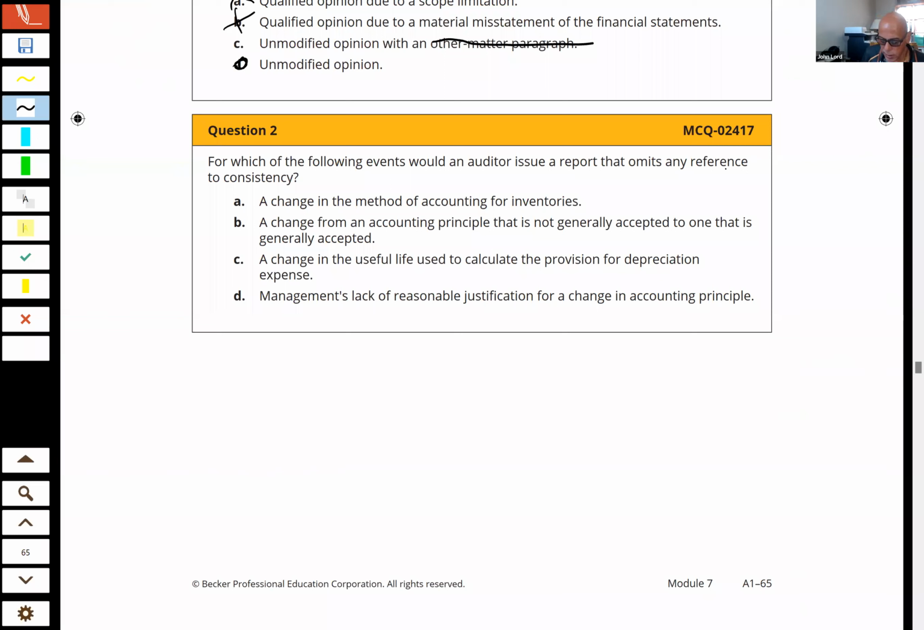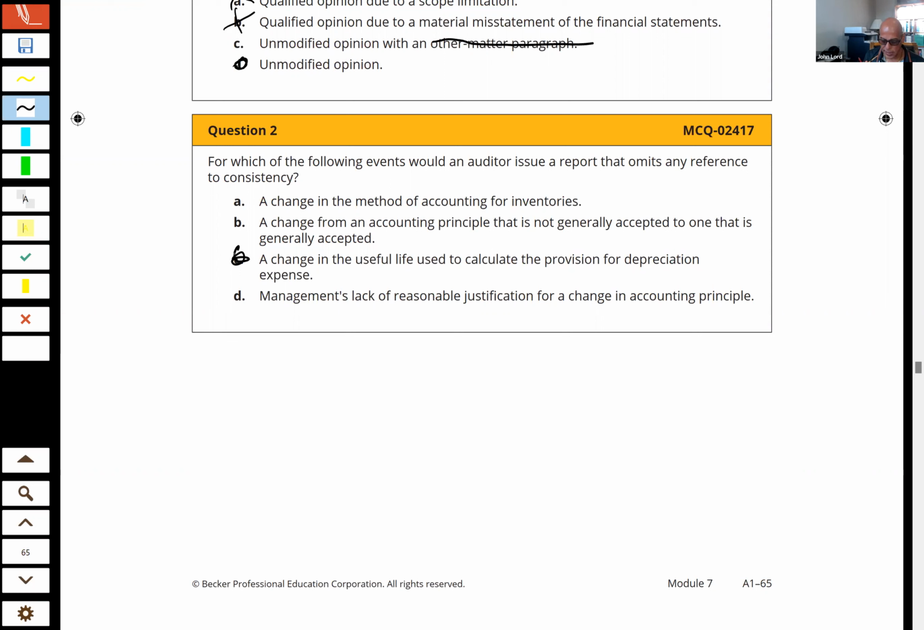So you take a look, the answer here is C. Okay, most of us got it right. But let's take a look. For which of the following events would an auditor issue a report that omits any reference to consistency? There'll be no discussion about consistency, neither in an emphasis of matter or other explanatory matters paragraph, nor in a qualification, where remember, we have to give the reasons for our qualification. So what situation is that?